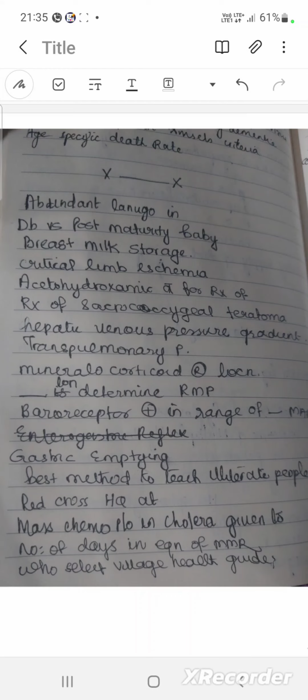Gastric emptying is also less with hypertonicity and hypotonicity. When there is distension in the duodenum, or acidic chyme in the duodenum, it inhibits gastric emptying. Then next is the best method to teach illiterate people.